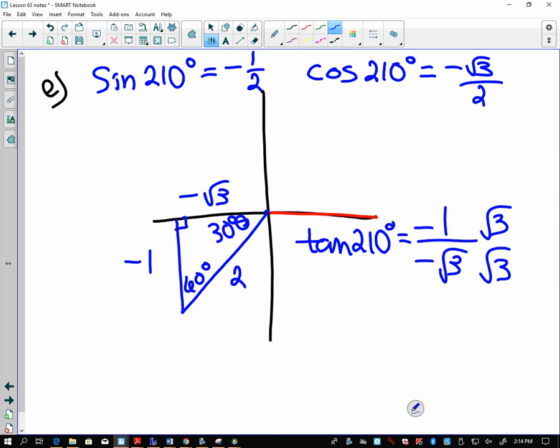So we know it's going to be positive. What's 1 times radical 3? Radical 3. And what's radical 3 times radical 3? Radical 9. Sure, you could say that. What's the square root of 9? 3. So the tangent of 210 degrees is radical 3 over 3. And that is E in 3 parts. Okay? Does that make sense? I know it's a lot. Hopefully the recording worked this time, and I'll send that out to you when I can.